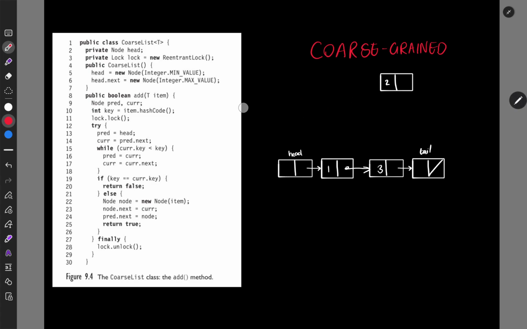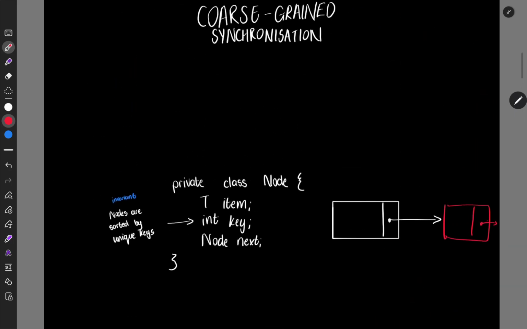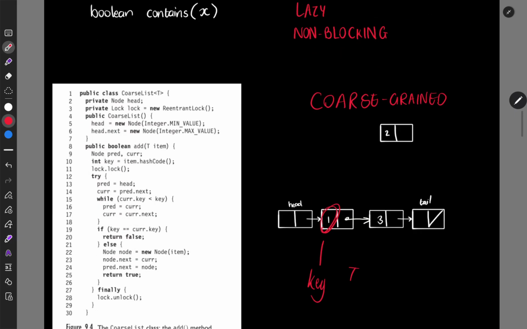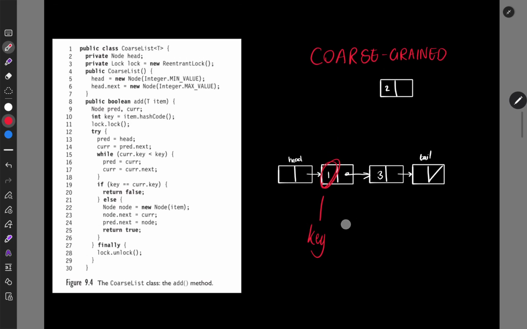So let's actually have a look at the adding function. We declare these variables predecessor and current, and then we declare this variable key, which just comes from the item's hash code. So like we said, we're going to find a place in the linked list where that particular key will fit. Sorry, in this case I'm using these numbers here to represent the key. They're not actually representing that value t, like I showed here. It's not actually representing the item in this case. I'm just using it to represent the key. So yeah, just to avoid any confusion.